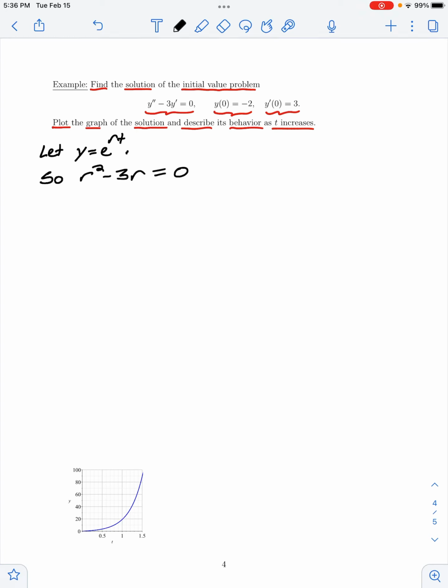And again, here I can solve by factoring. If I factor out an r, I'm left with r minus 3 is 0. So two options, either r is 0 or positive 3. So at this stage, as soon as I see that one of my roots is positive, I know that my solution will be tending to either positive or negative infinity, because I'm going to have an exponential growth term. So let's see which one here.